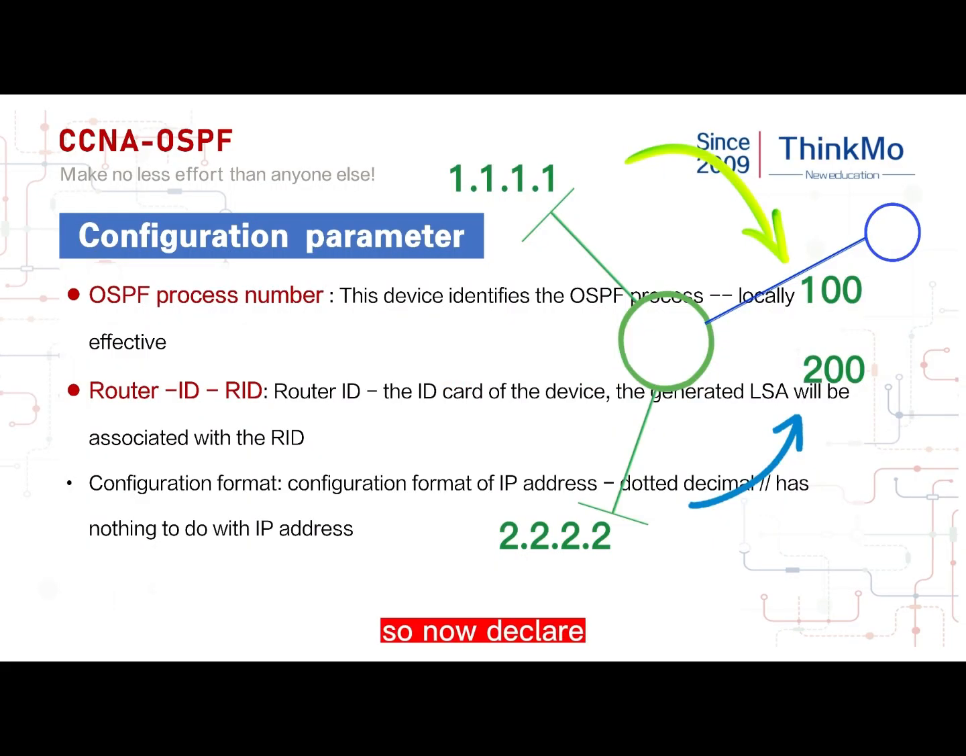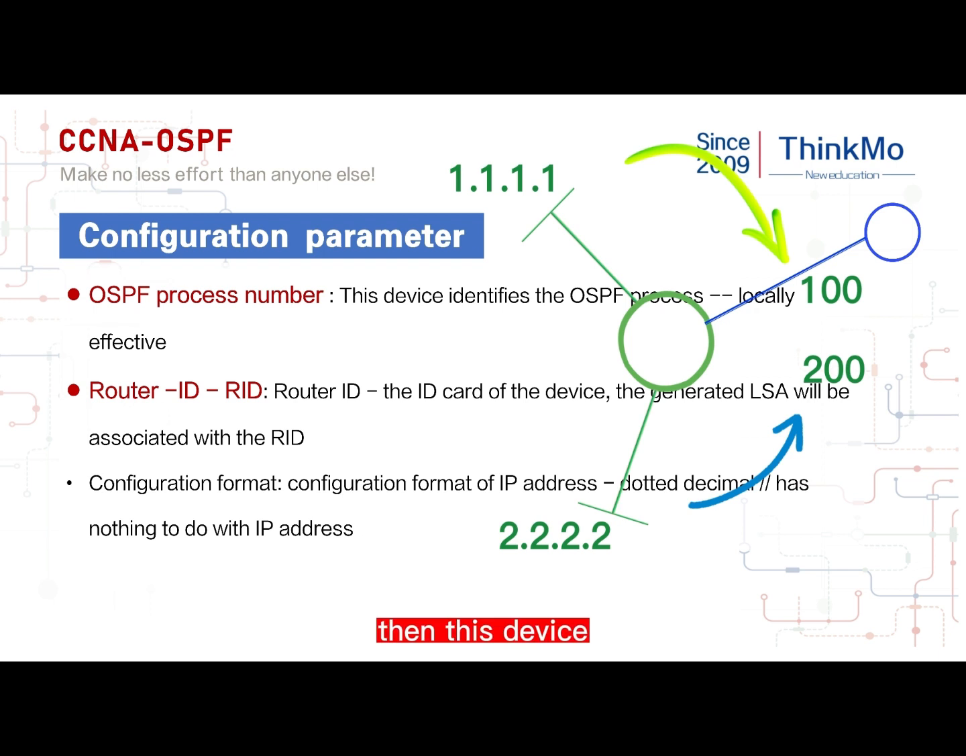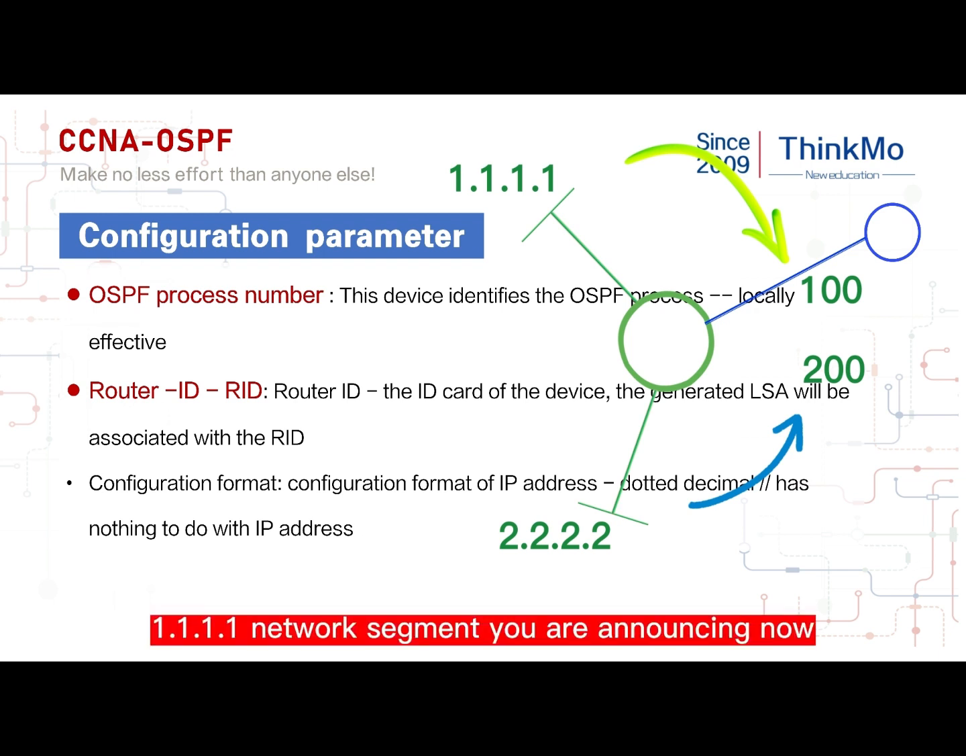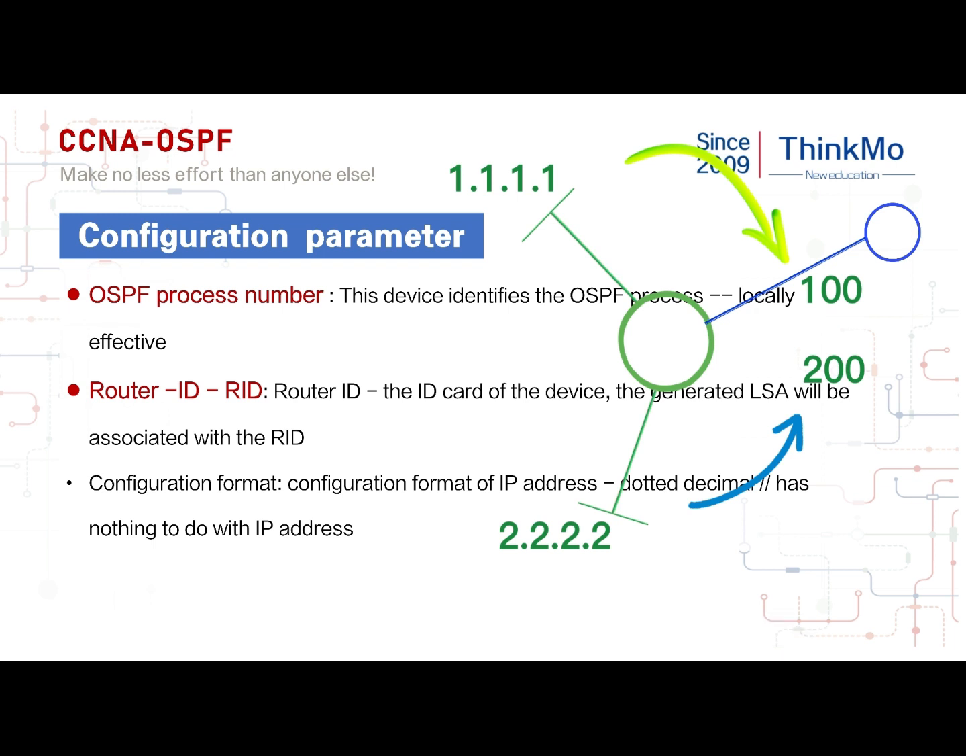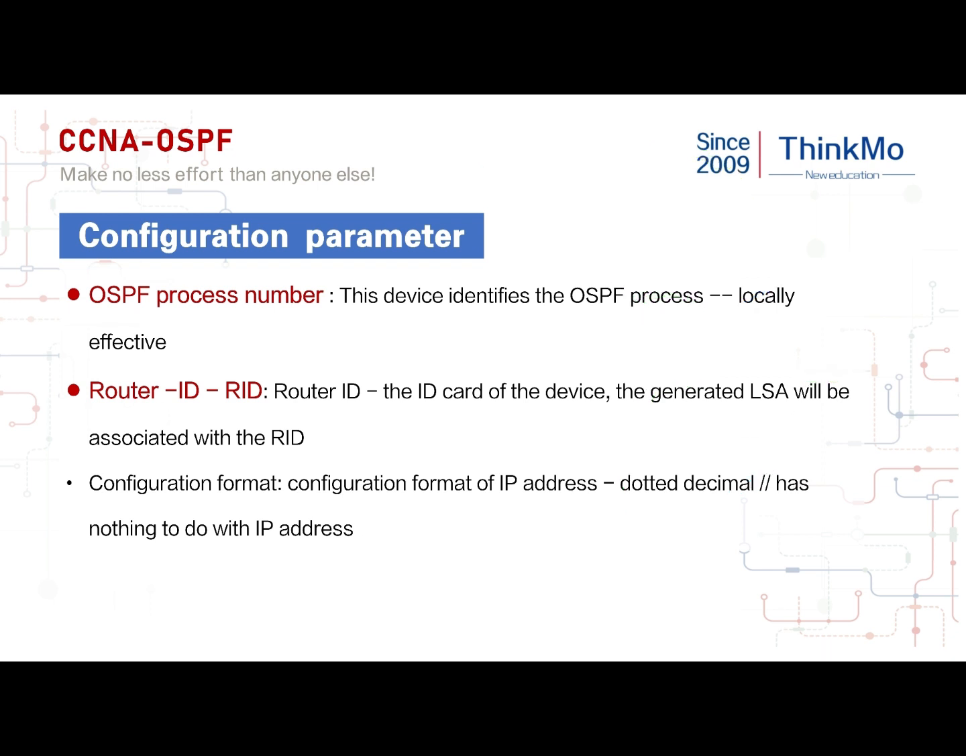So now declare. It is configured in process 100. You must have established a relationship with it in process 100. Then this device can learn the 1.1.1.1 network segment you are announcing now, but it cannot learn the network segment 2.2.2.2 you announced, because the processes are isolated. You opened a different process ID.